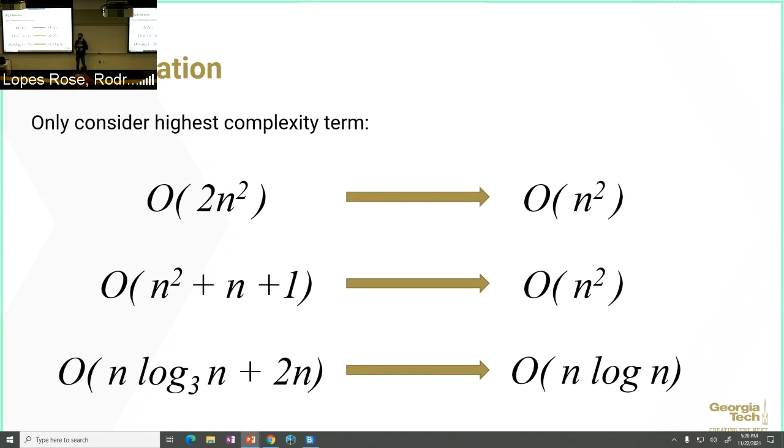Did this all make sense? Any questions about this? Cool. All right.